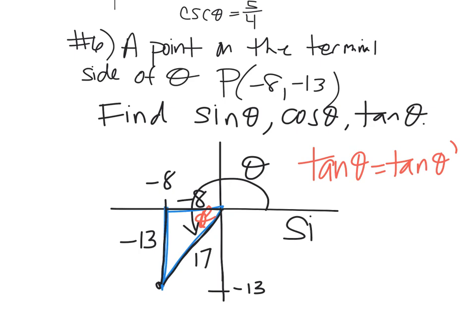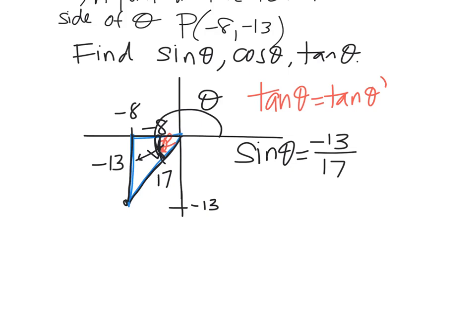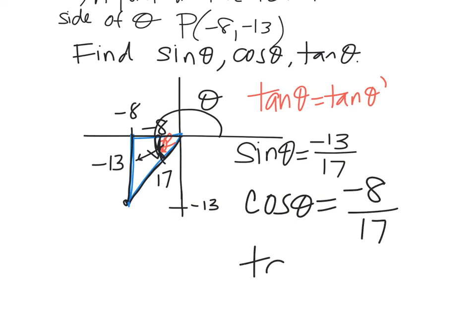And just SOHCAHTOA again. Sine of theta. So here's theta in here. Sine is opposite over hypotenuse. And aren't we expecting sine to be negative in quadrant 3? Yes, because all students take calculus. Cosine would be adjacent over hypotenuse. And finally, tangent is 13/8. Make sure that you get rid of those negatives. Negative over negative is positive. All right.